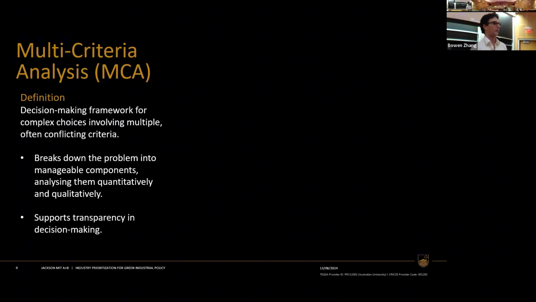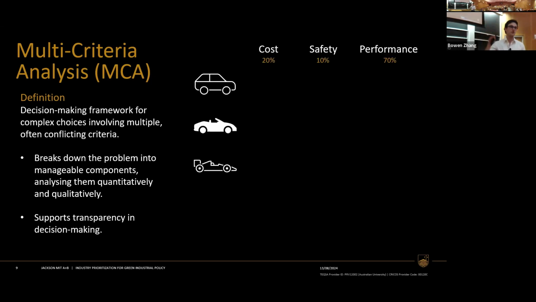It's a decision-making framework for complex choices that allows you to break apart a complex problem into manageable components so that you can analyze them quantitatively and qualitatively. And it's also very supportive for transparency in decision making. It's a very brief example, just so you can visualize it.